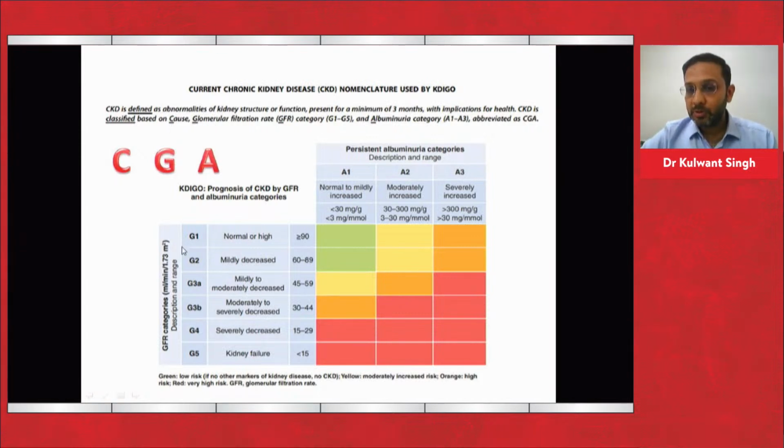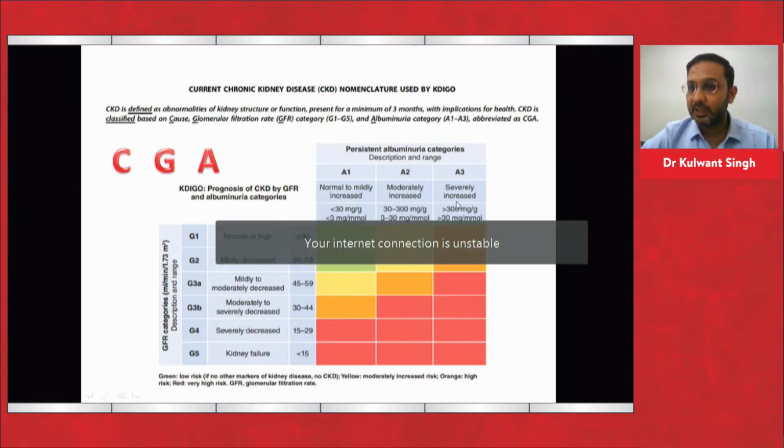Earlier, we used to stage GFR in 5 subsets, but now stage 3 has been subdivided according to the GFR, whereas albuminuria has been classified into 3 categories, A1, A2, and A3. Earlier, we used the term macroalbuminuria when the albumin is more than 300, which is now termed A3. Microalbuminuria, which is now obsolete, we are now calling A2 when the albumin is between 30 to 300 milligram per gram. Now, here it is important.